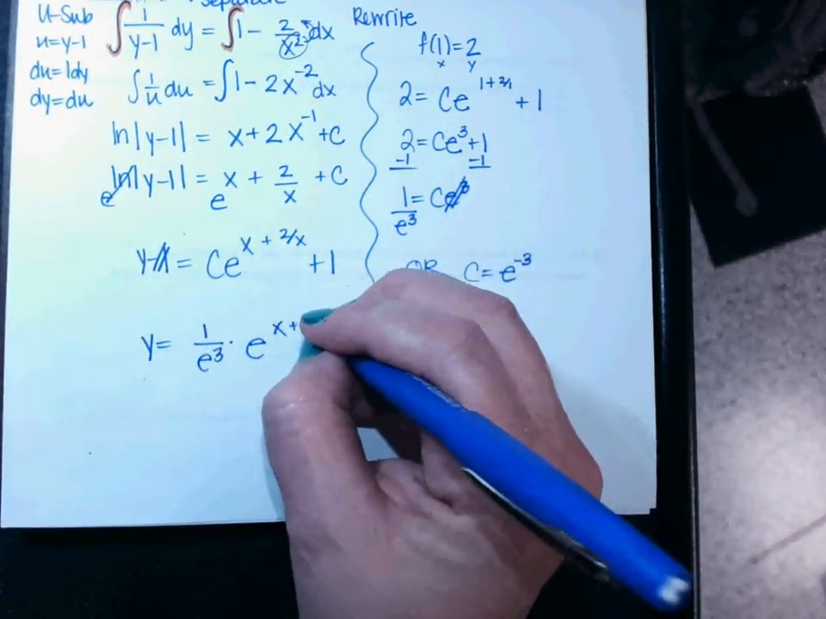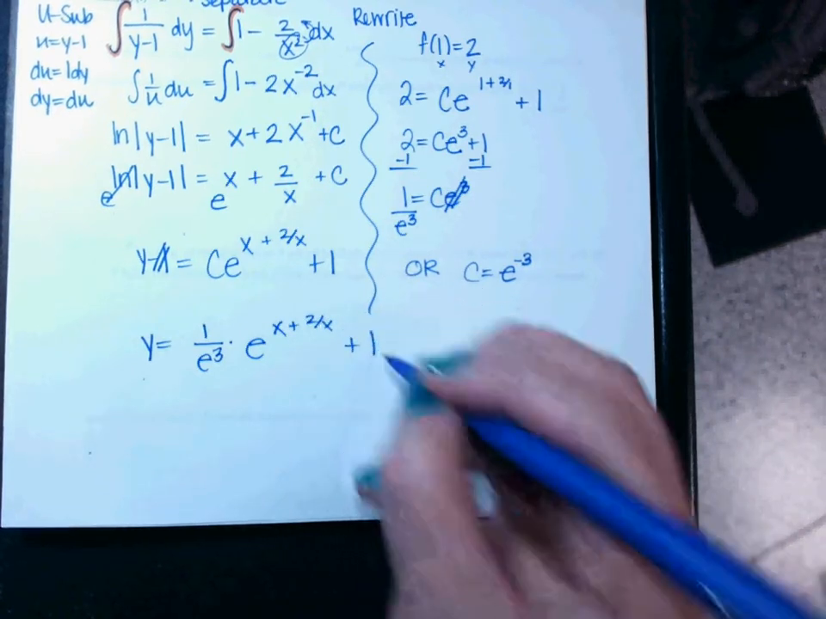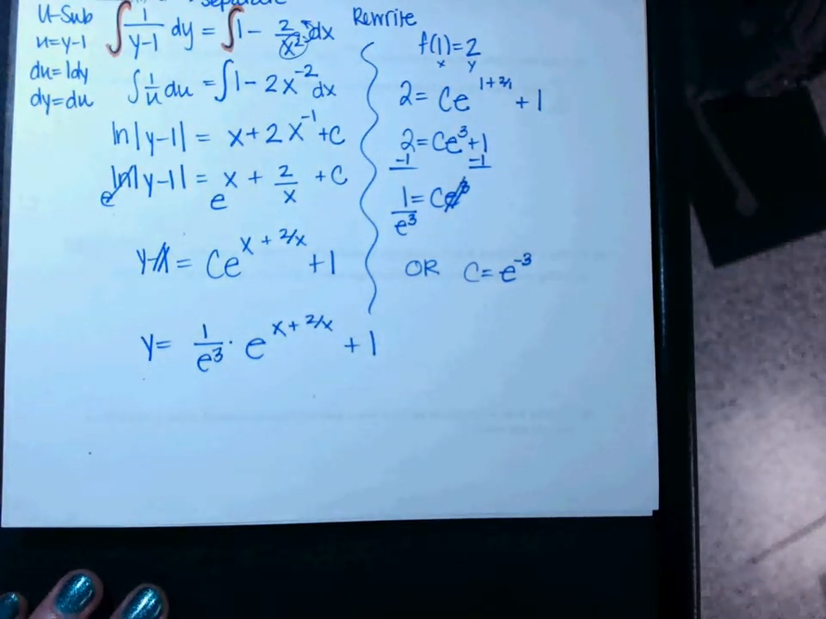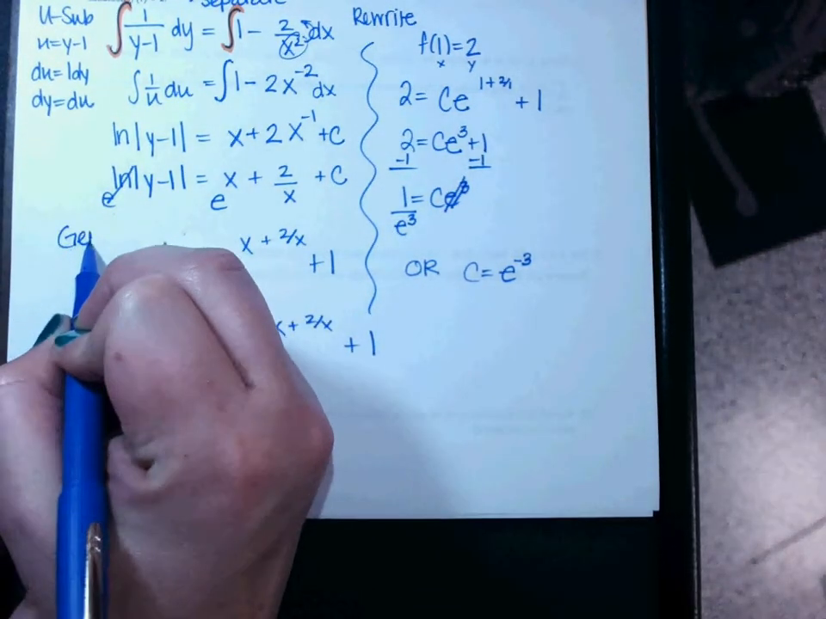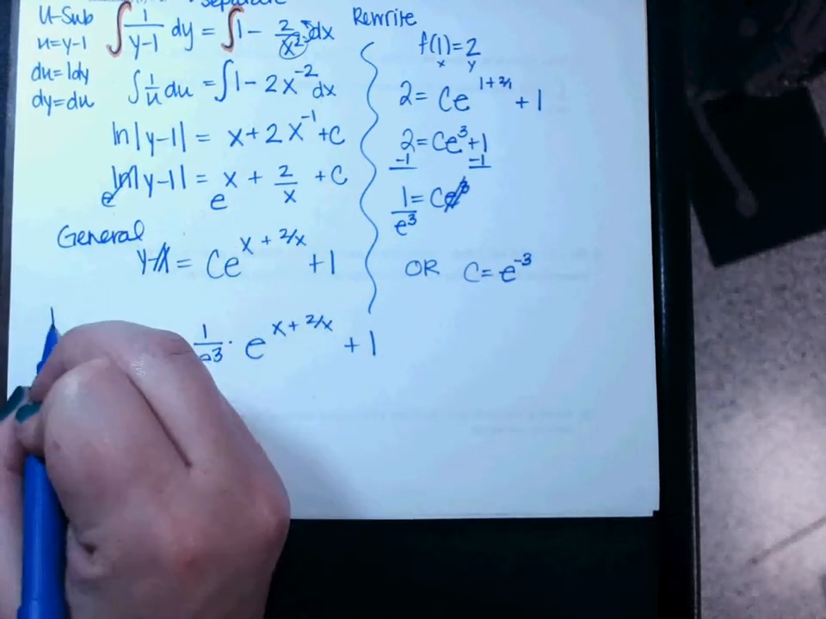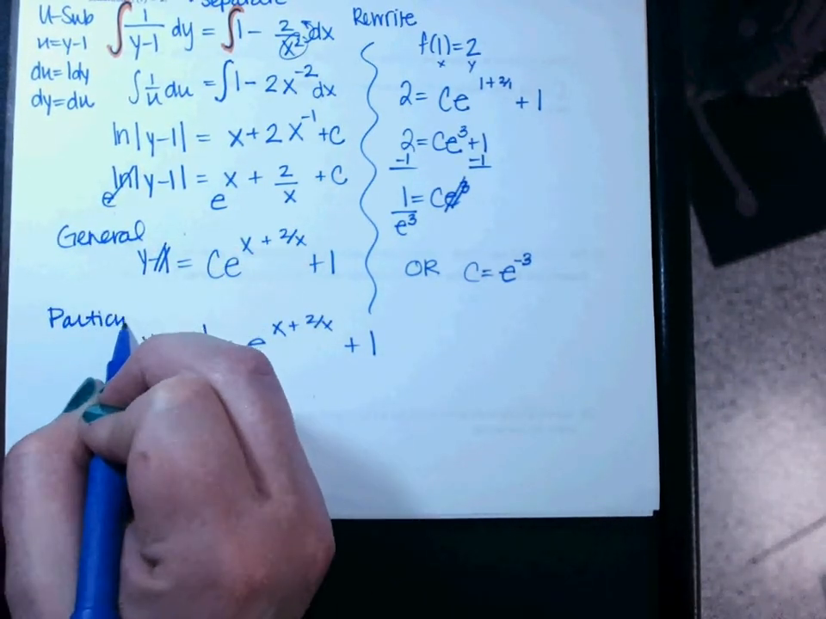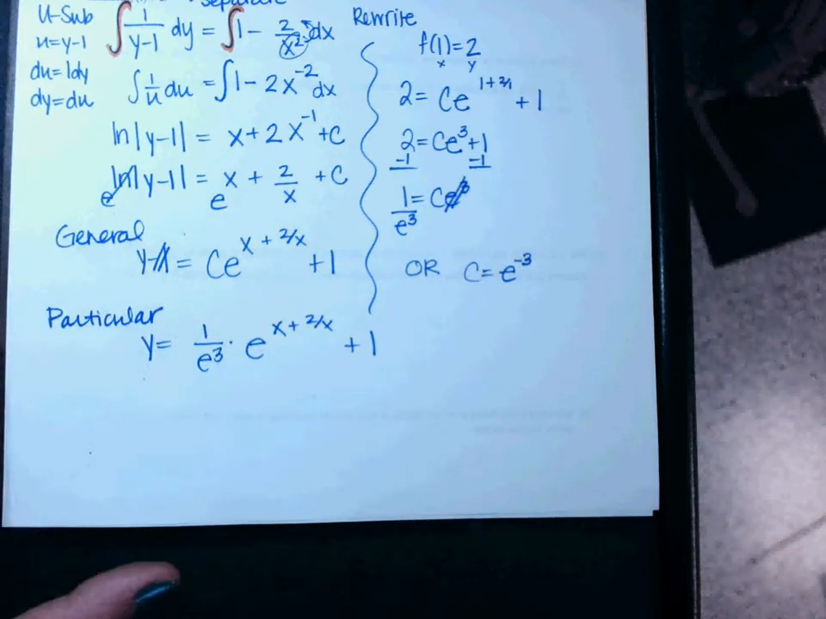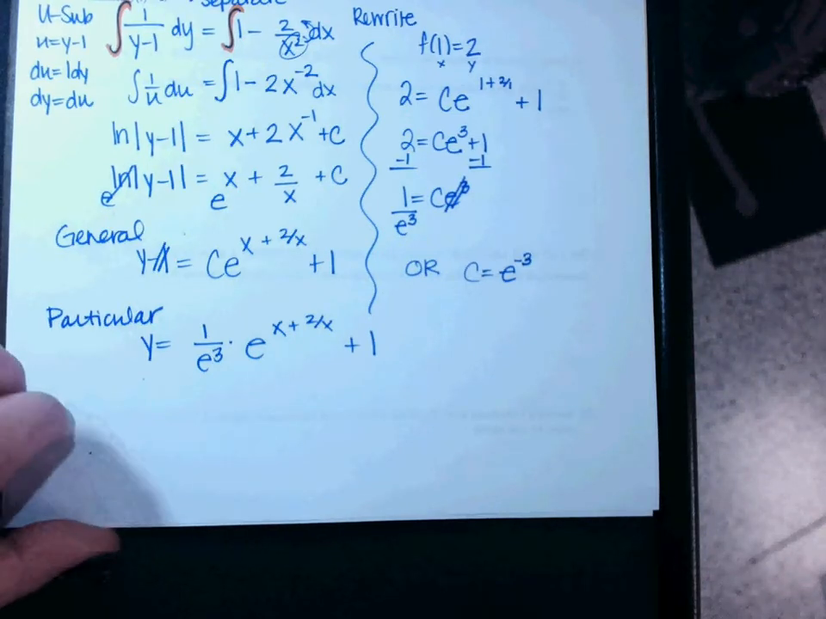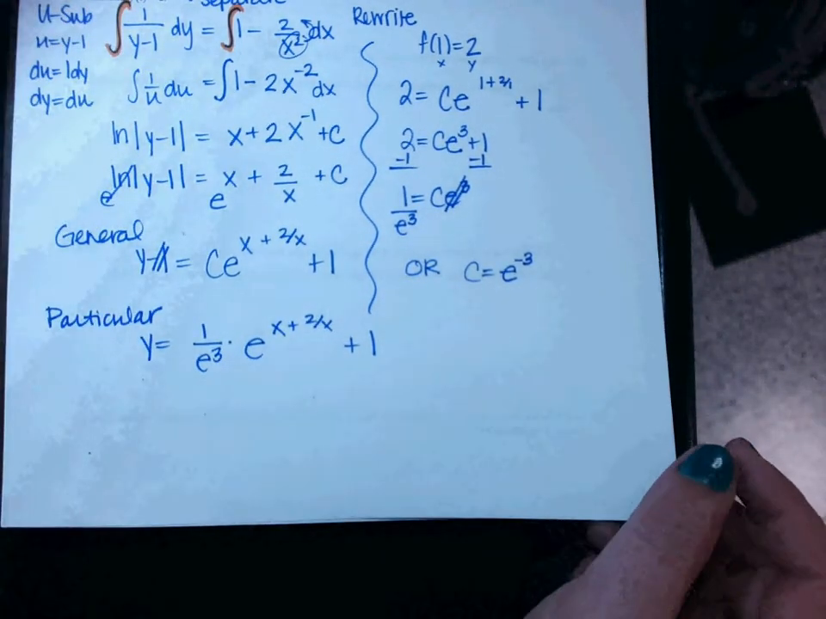E to the x plus 2 over x plus 1. And remember, this is your general solution, and this is your particular solution. And remember, you get tons of points along the way. So if you don't get to the very end, at least do whatever you can do. Okay? All right, we have time for probably one more.